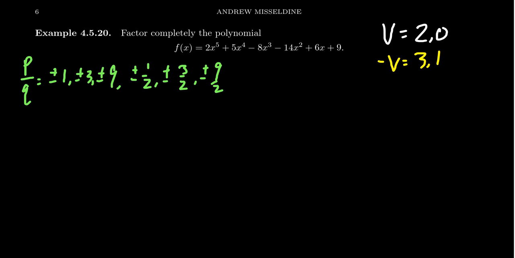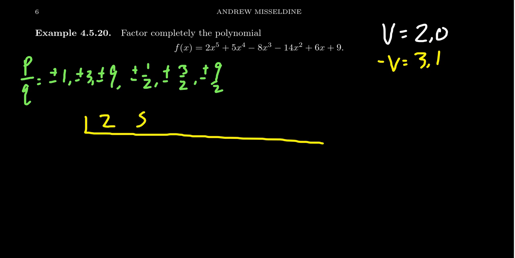So let's try, for example, 1. I like to try 1. It's sort of a good start, and we can see where it goes from there. After all, 1 is kind of in the middle, because 3 and 9 are bigger than 1, as are 9 halves and 3 halves. So 1 half is smaller, and I'm trying to avoid the fractions here. Let's just try 1 and see what happens.